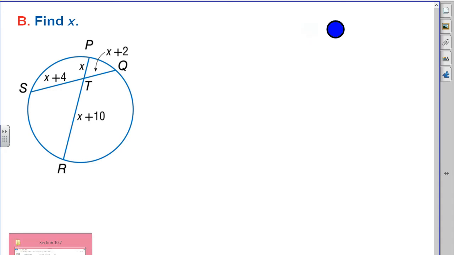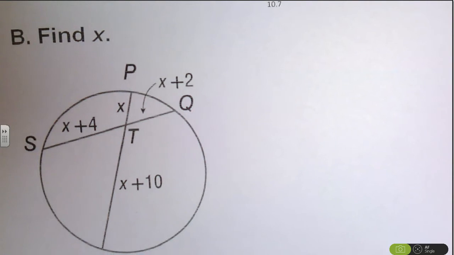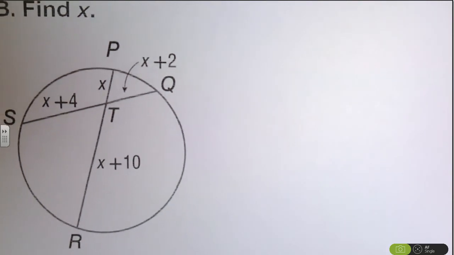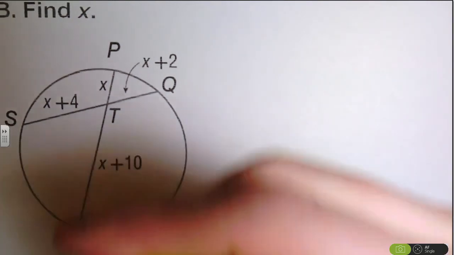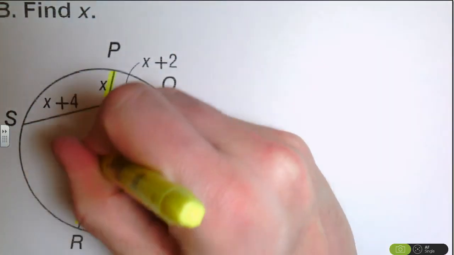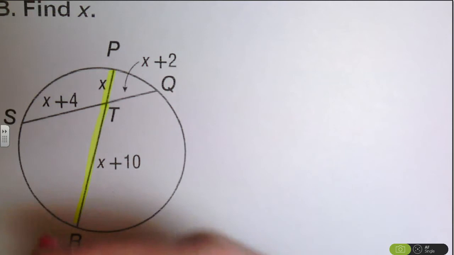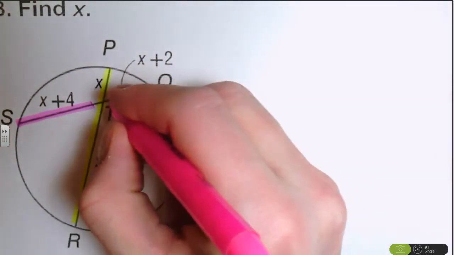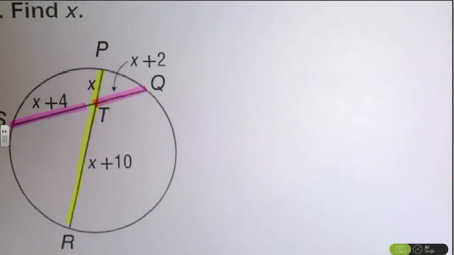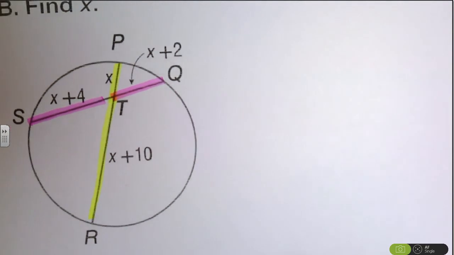All right, so here we go. Here's our problem. Hopefully you answered that you would do x times x plus 10 equals x plus 4 times x plus 2. That's what you should have said, because that's what the theorem says: part times part equals part times part if they intersect inside.